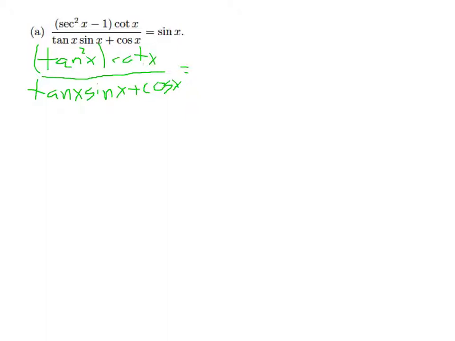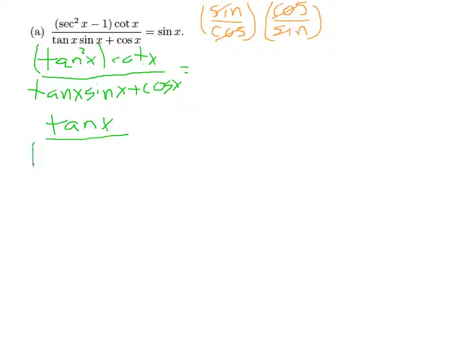So I'm just going to write up here tangent as sine over cosine, and then cotangent is cosine over sine. We can see that those two will cancel each other out to give us 1. So on the top, we can simplify that down to just plain old tangent. So remaining, we have tangent x all over tangent x times sine of x plus cosine of x.